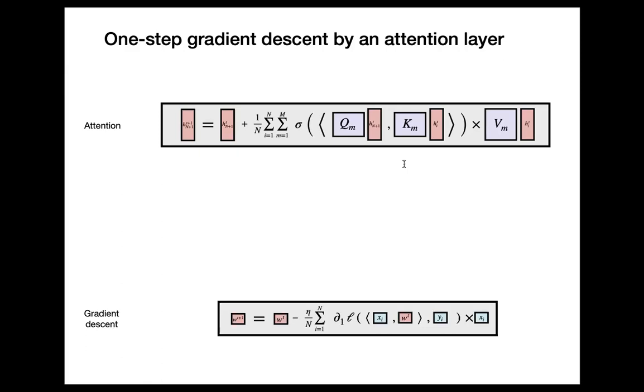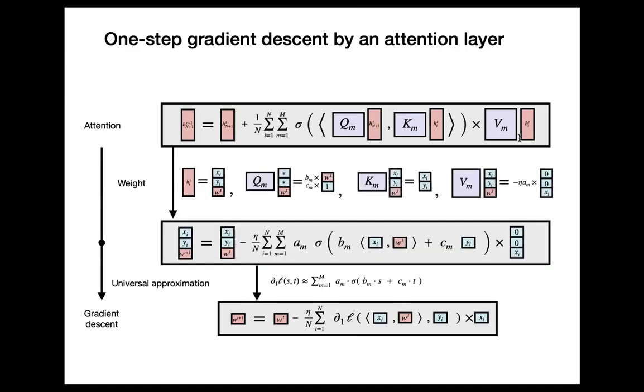And here below, I write down the formula of gradient descent on this empirical risk for this particular generalized linear model. As you can see, these two formulas are similar in many senses. They both have this residual structure, and they both have this inner product: here it is the inner product of Q and K, and here it is the inner product of X and W. There are many similarities between these two formulas, and actually we show that there exist Q m, K m, V m for m from 1 to M such that these two formulas are approximately the same.